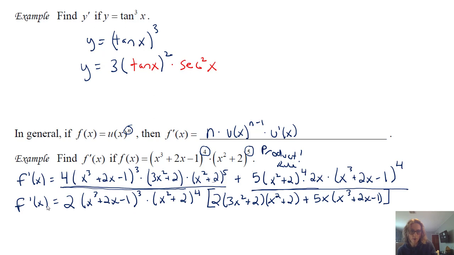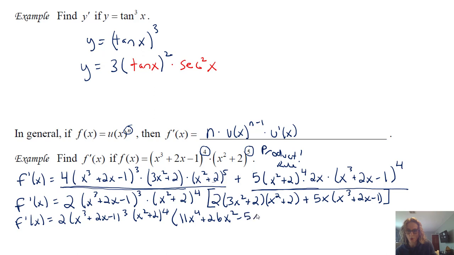So a lot happening there. Let's see. So this is going to be 2, x cubed plus 2x minus 1 cubed, x squared plus 2 to the fourth. And then basically you could multiply out that second piece, combine like terms. I mean, multiply it all out, combine everything. I'm just going to give you the final line here, which would be 11x to the fourth, plus 26x squared minus 5x plus 8. So if you combined everything, you'd get that. And this is the most simplified version.